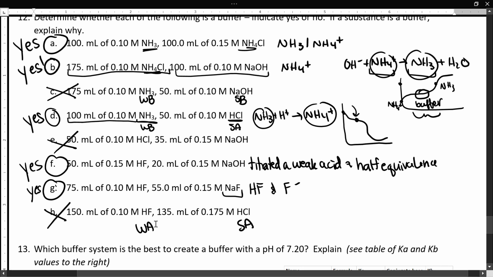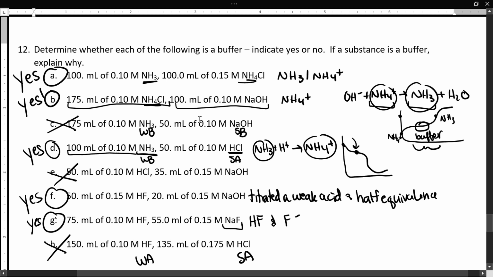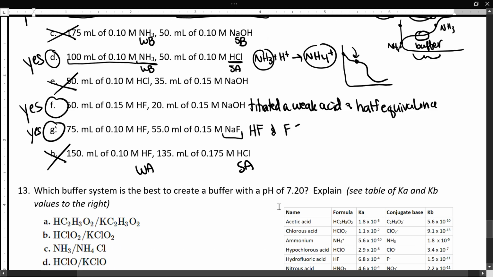All right, so the main takeaway here is the ways you can get a buffer is by adding a weak acid and its conjugate base, or you could titrate a weak acid to its half equivalence point, or titrate a weak base to its half equivalence point. Those are some main ways you can make a buffer.